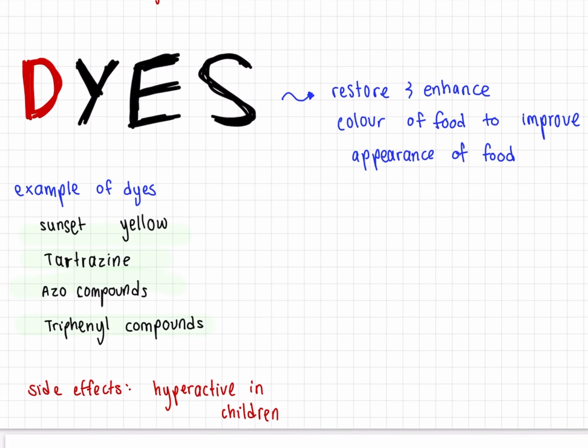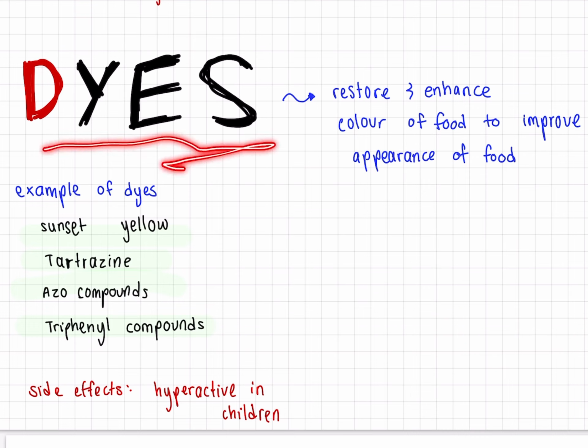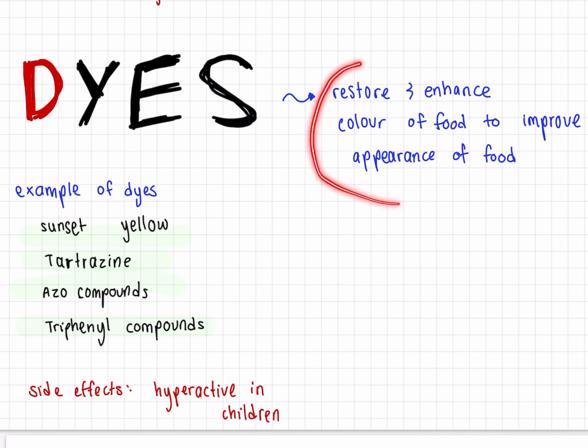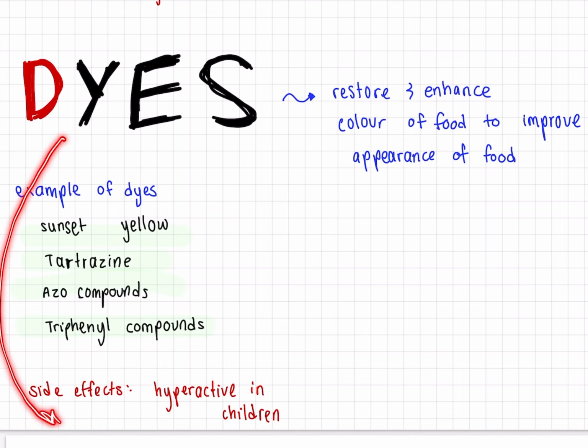The last one on our list is dyes. What's the purpose of it? It's to restore and enhance the color of food and to improve the appearance of food, making it more appetizing. The dyes include sunset yellow, tartrazine, azo compounds, and triphenyl, oh my god, I can't pronounce it. I cannot say it out loud, but this thing actually causes hyperactivity in children.